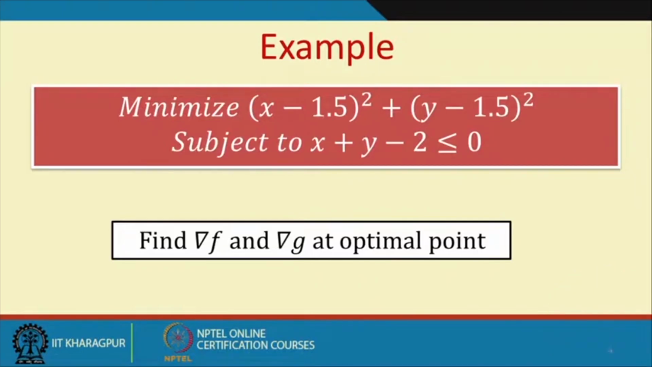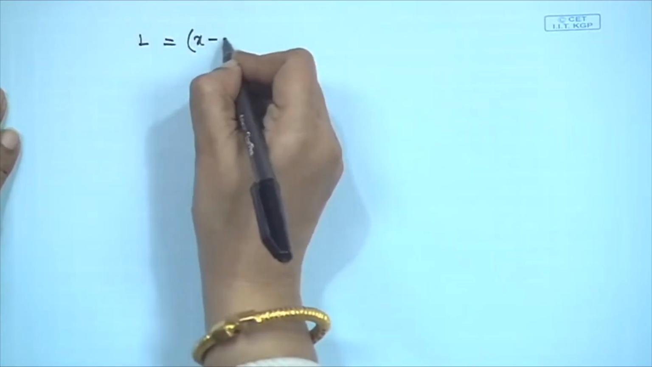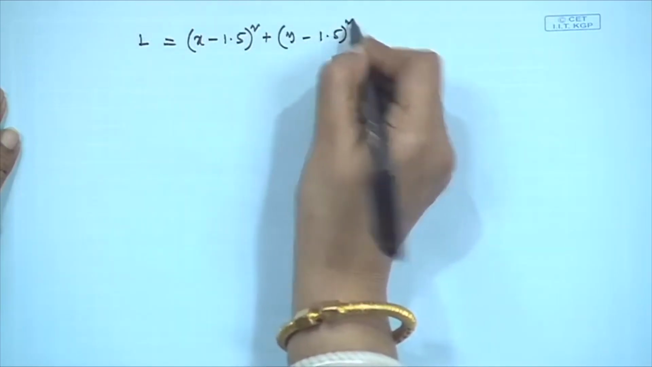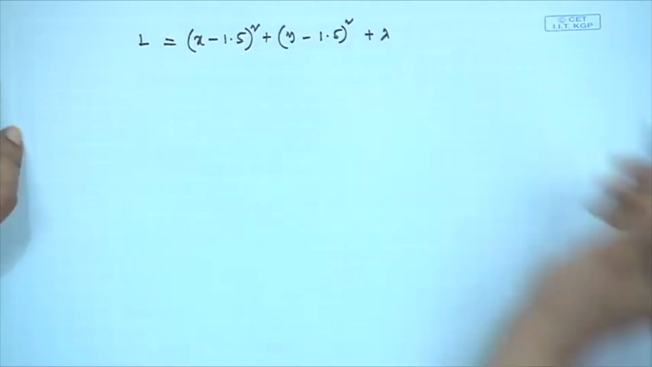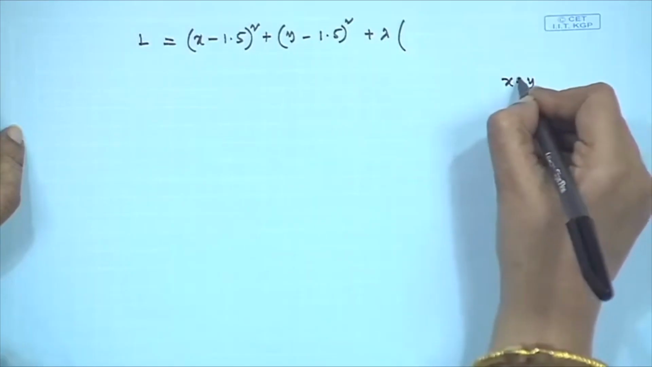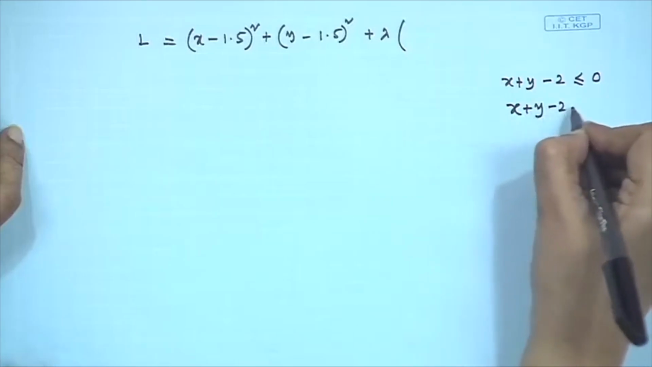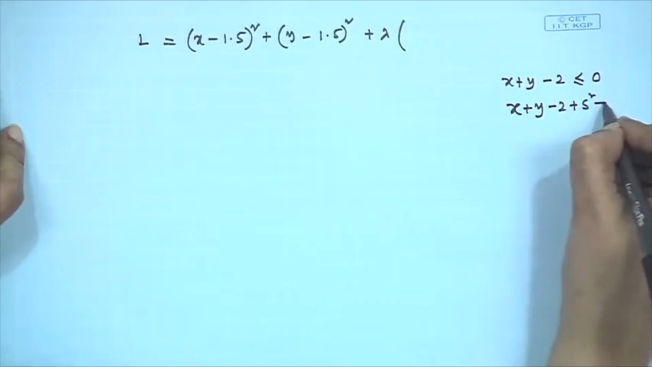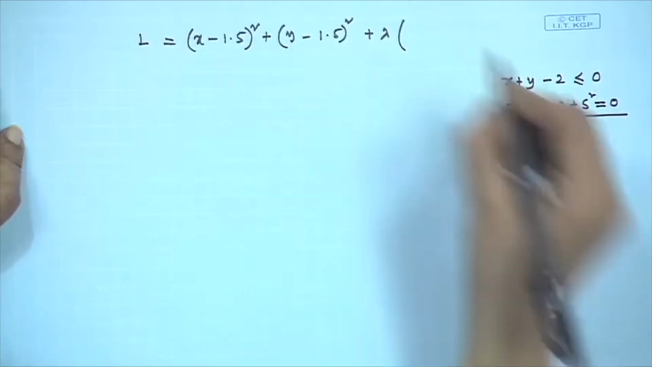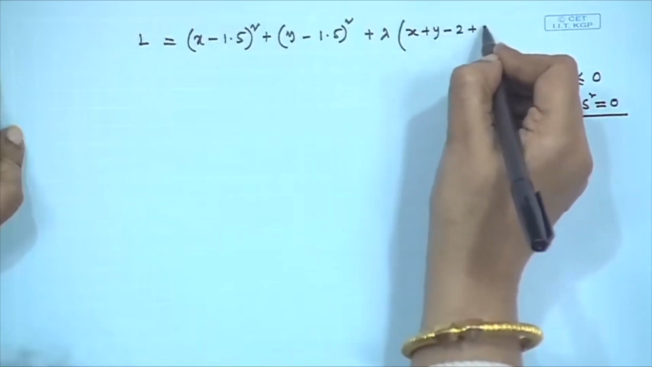If we formulate the Lagrange function for this problem, then L is equal to (x minus 0.5) square plus (y minus 1.5) square plus lambda into the constraint x plus y minus 2 less than or equal to 0. That is why we can introduce a positive slack variable. Since we are enforcing positivity, the variable can be written as s square. Thus, including this inequality constraint as an equality, this is my Lagrange function, with minus 2 plus s square.